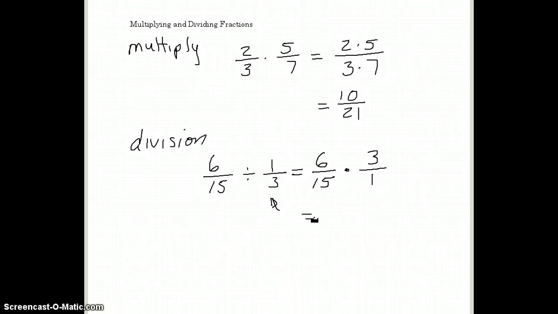So again, multiply the numerators, and multiply the denominators, or in this case, 18 over 15. This particular number can be reduced. So I'll show you how to do that on the next page.